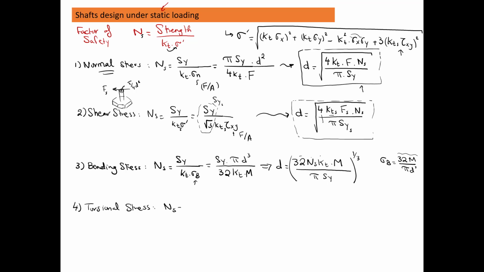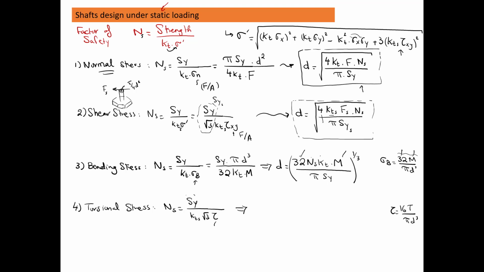We have the static case again, Sy divided by Kt torsional, square root of 3 tau torsional. Remember, tau is 16 times the torque divided by pi d cubed. So instead of 32 M, we'll have the same exact process there, except we'll replace 32 and M by 16 and T.